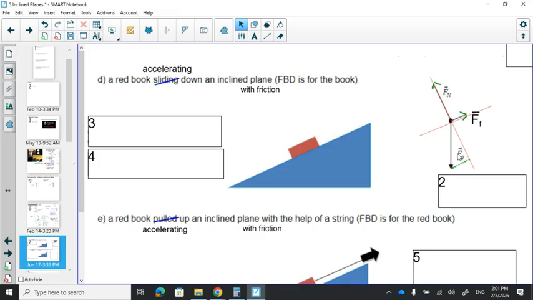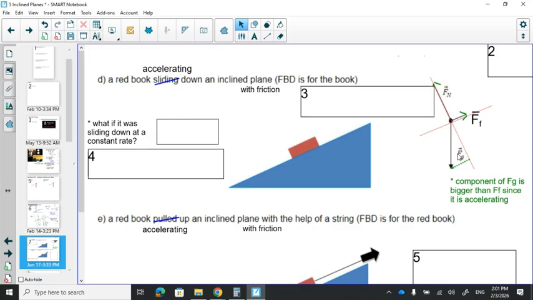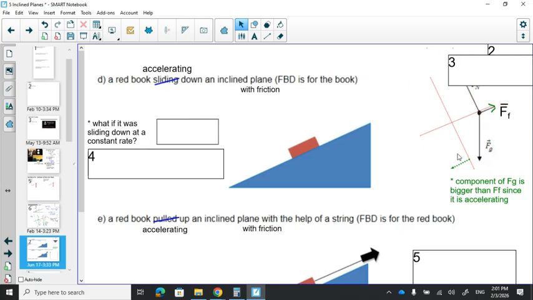Okay. So you look at that and you think, okay, well, the component of gravity must be bigger than the force of friction if it's accelerating down the ramp. That's sort of a thought process here in terms of how big you might draw that friction force. We're told that it's accelerating down the ramp, so you wouldn't want to have that friction force bigger than the component of gravity down the ramp. So basically this free body diagram must be true in this scenario.